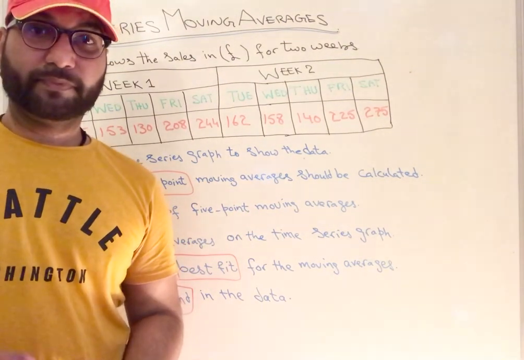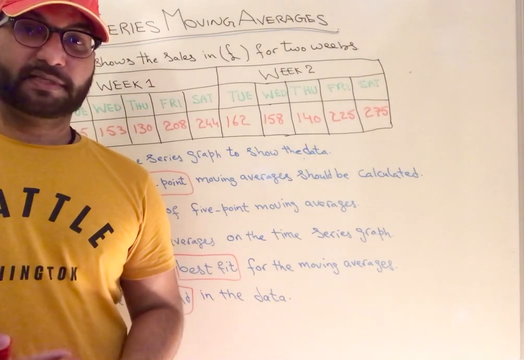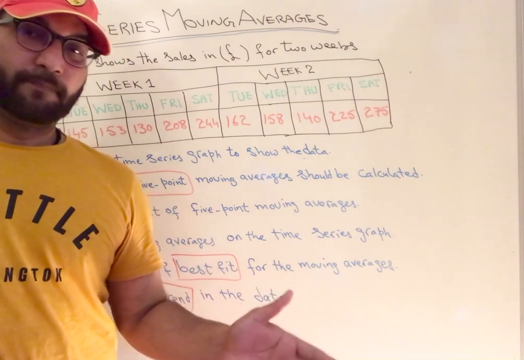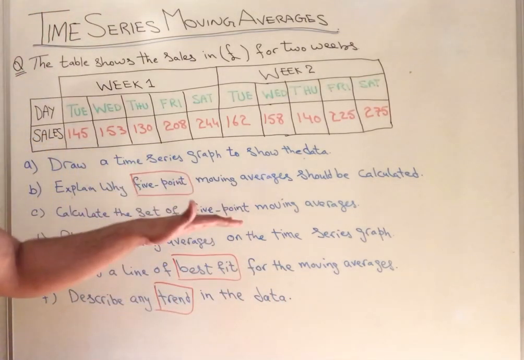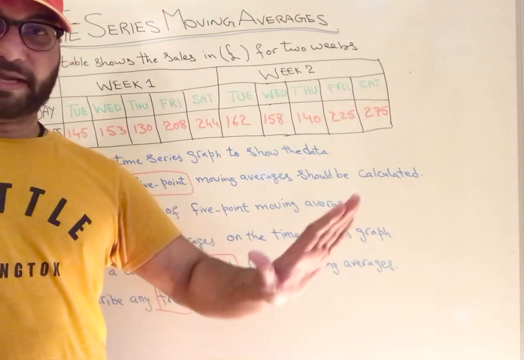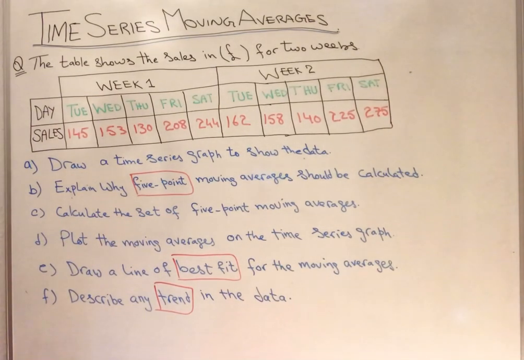Nowadays, in quarantine, you can see that people are losing their businesses and have fewer sales, and now everything is going back to normal. You can see that over the last 2-3 months their sales were going down, and now they are rising again. So now we will start with the first part, drawing a time series graph to show the data, and then we will do all of them one by one.